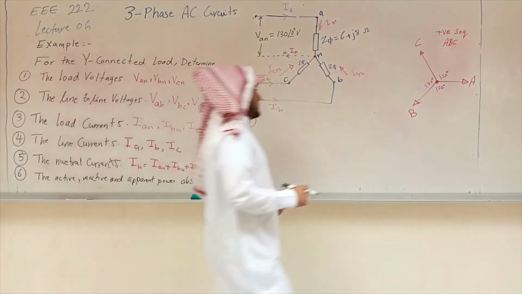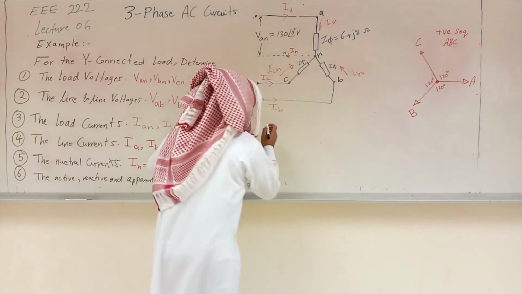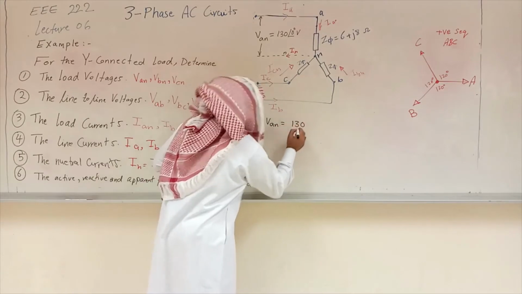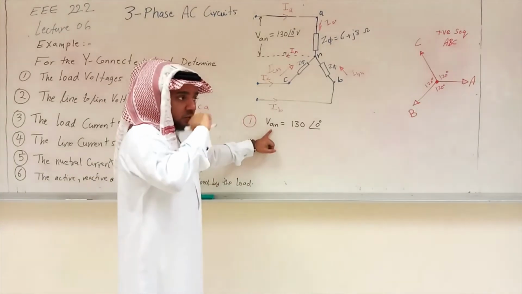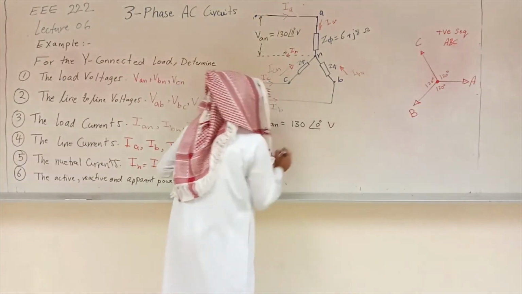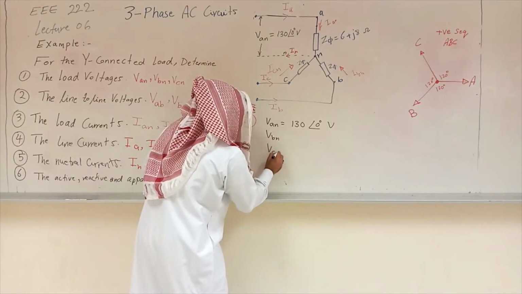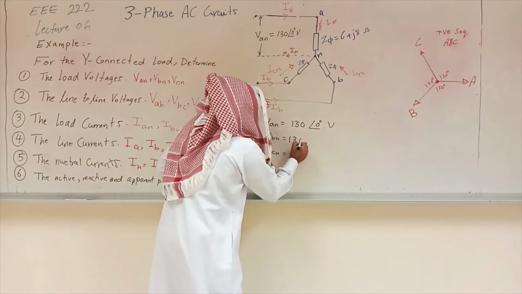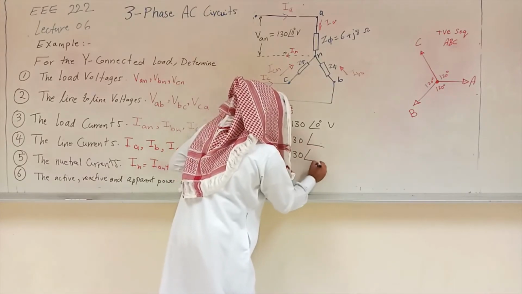Okay, so let's solve the example here. Number one, we want the load voltages. So we have to start by VAN. VAN is given and it is 130 volts at an angle of 0. Once one phase is given, you will be able to find the other two phases. So VBN and VCN, it's a balanced system, so they will have the same RMS value, 130, but now there is a phase shift between the three.